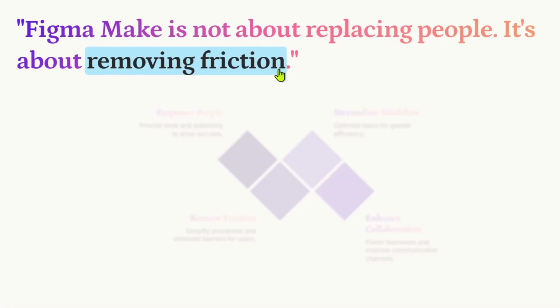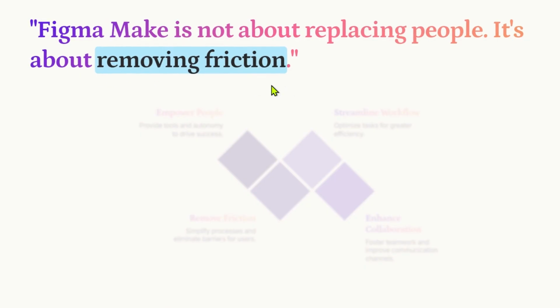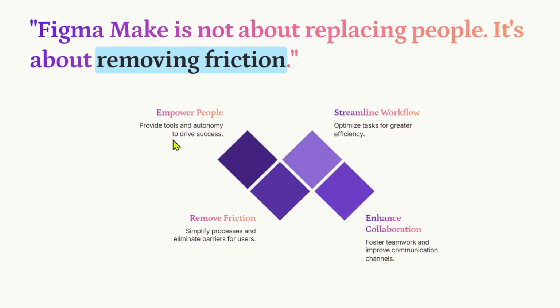Finally, in conclusion, Figma Make is not about replacing people, it's about removing the friction. It empowers people and provides tools to drive success, streamline flow by optimizing tasks for greater efficiency. Also, it enhances collaboration and improves communication channels. And finally, it removes the friction, simplifies the processes, and eliminates the barrier for the users.